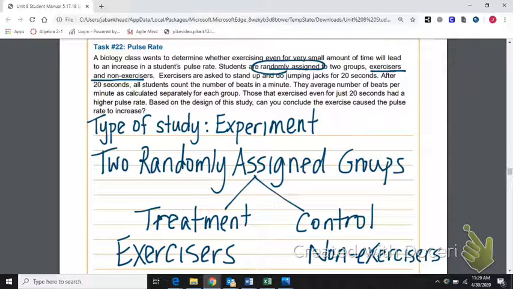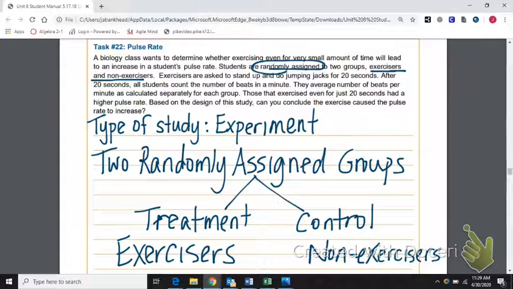Notice with our two groups, we've got a treatment group and we've got a control group. Our treatment group is going to exercise, whereas our control group will not, which gives us a baseline to make comparisons.